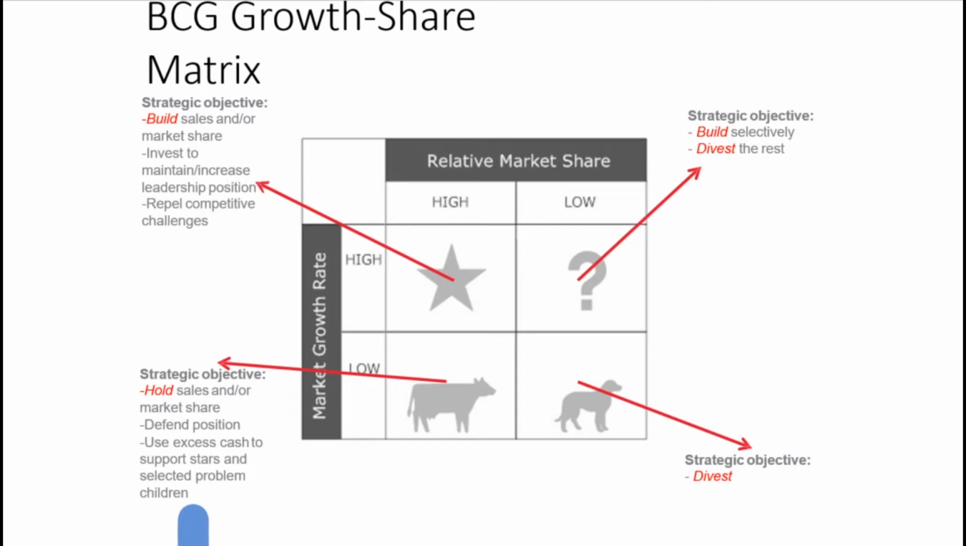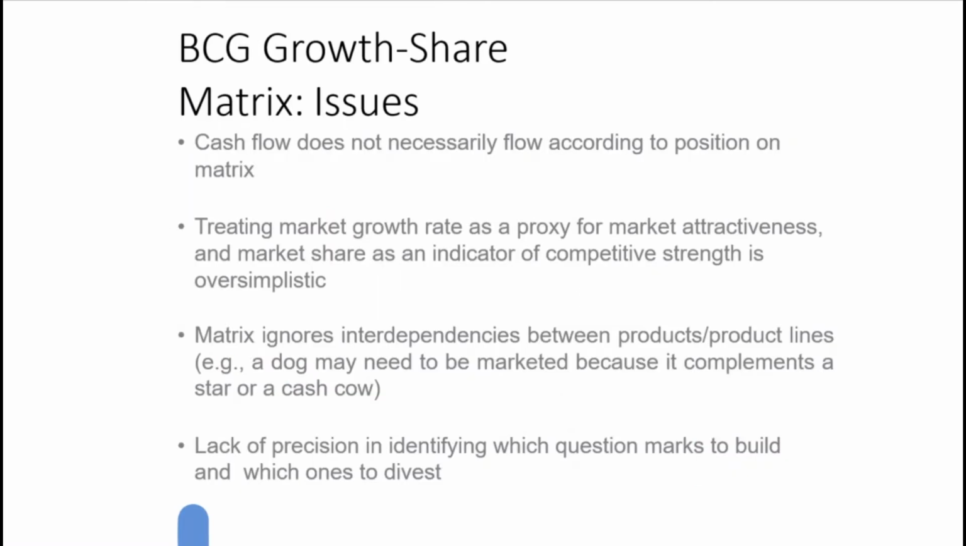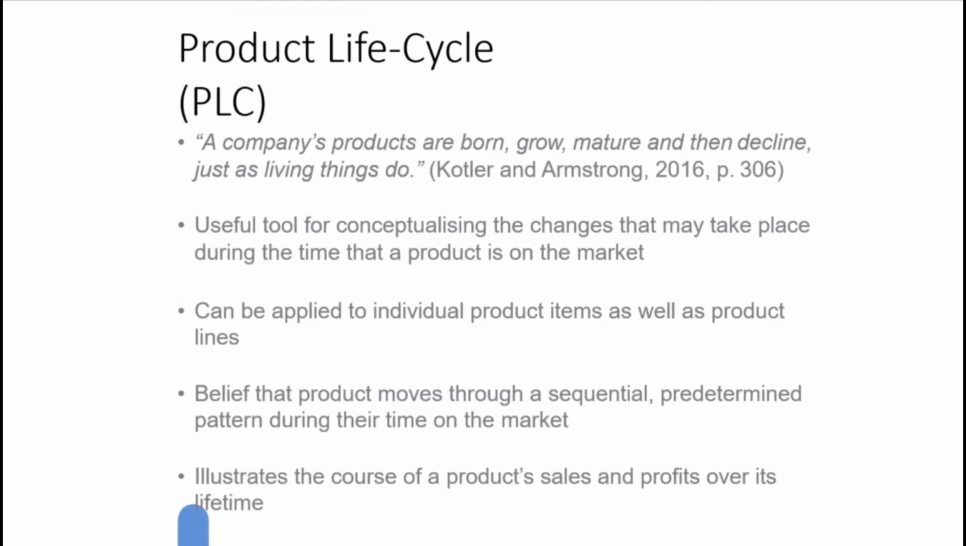Strategic objective for question marks is building selectively or divesting the rest. Strategic objective for dogs is only divesting, because they are not going to bring you anything. They can just consume your investments and do not bring any return or low return. Here are some issues related to this matrix that you can get introduced to on your own. But we need to move on.